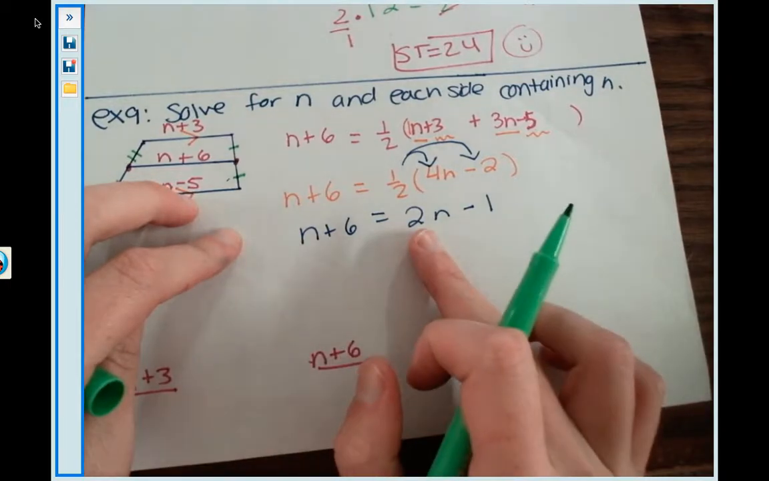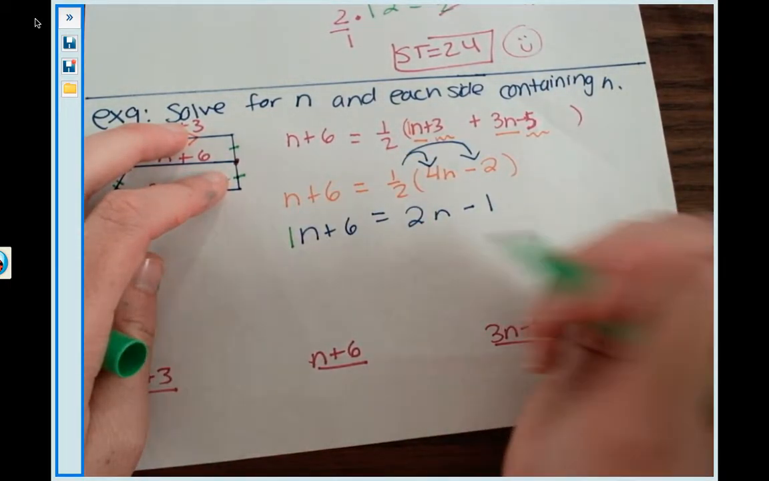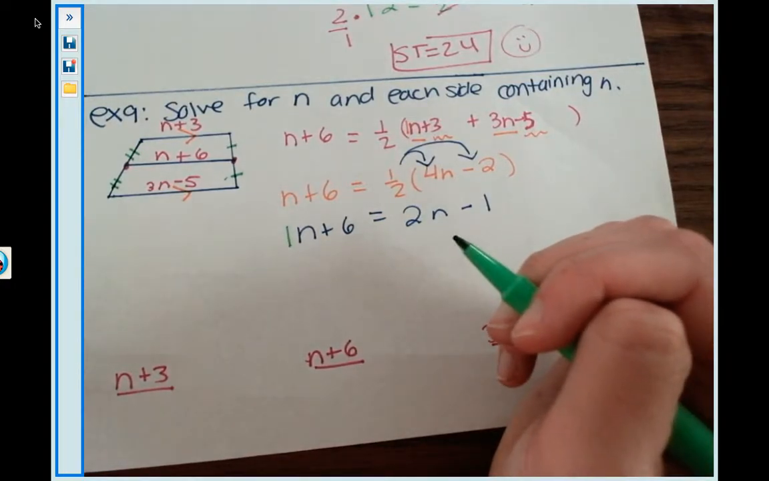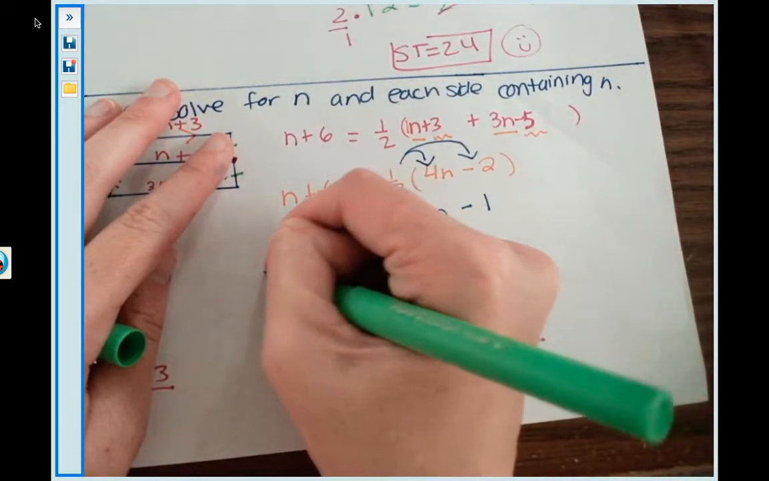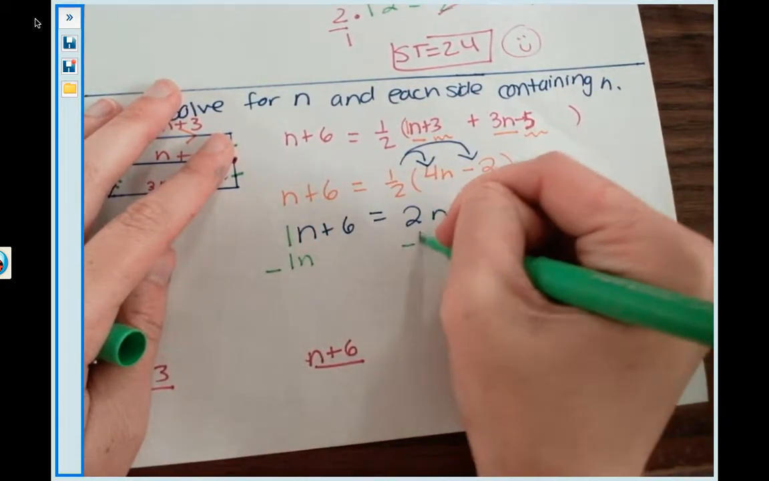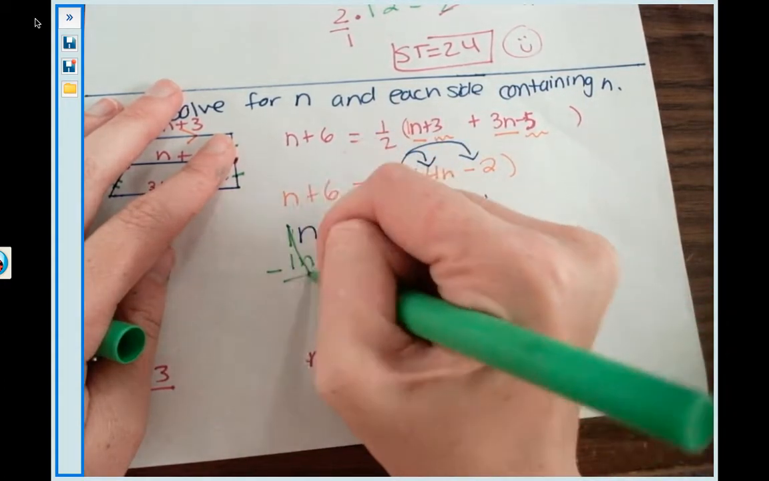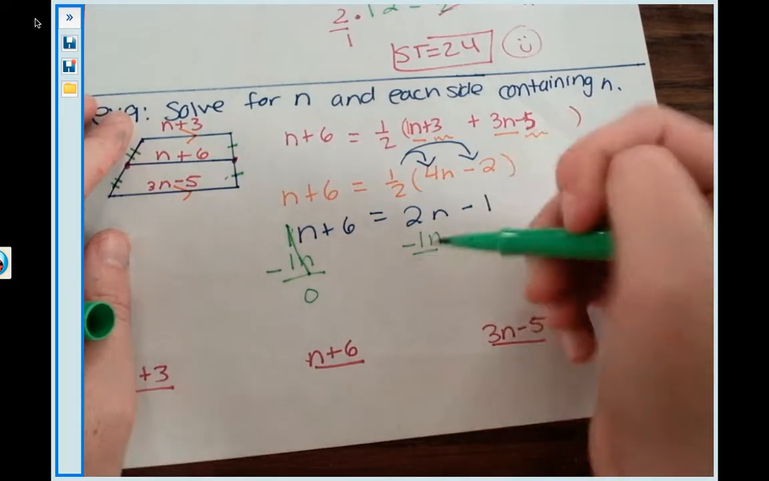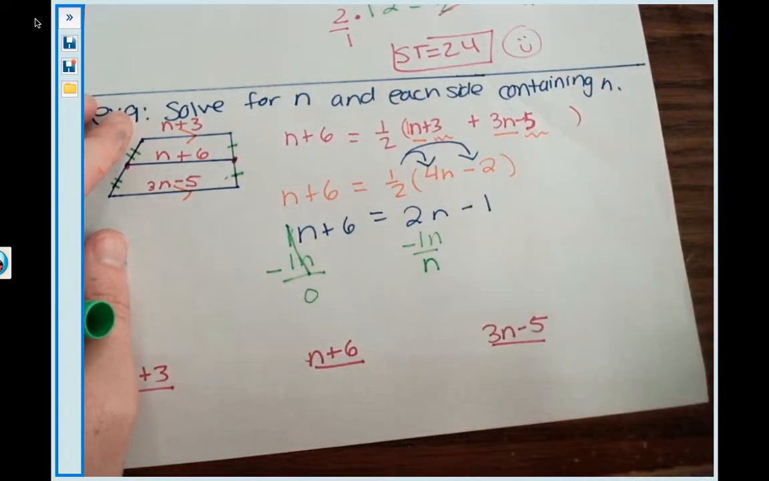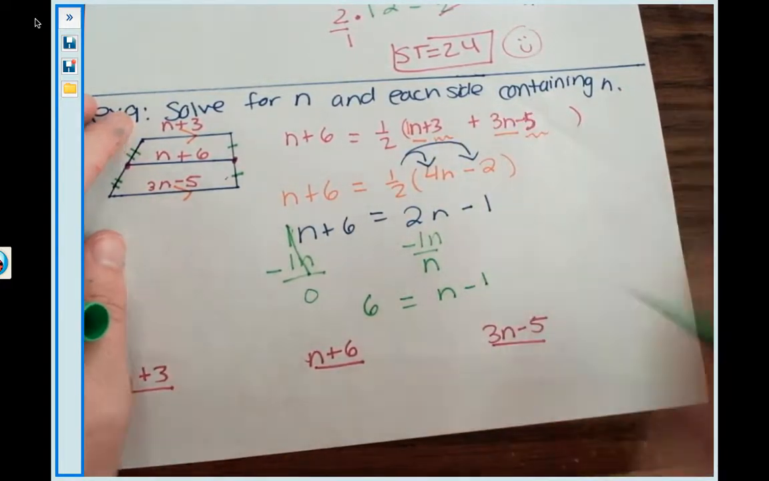All right, well, I'm going to bring my n to this side, which is secretly a 1n. And how do I bring a positive 1n to the other side? You do subtract it on both sides. All right, which 1n minus 1n will cancel and turn to 0. 2n minus 1n will give me 1n or just n. So what I'm left with is 6 equals n minus 1.